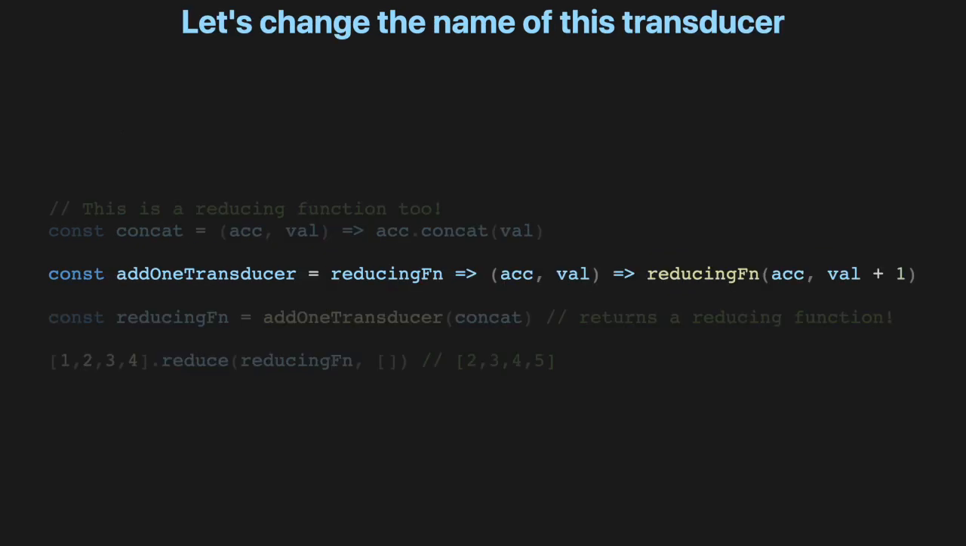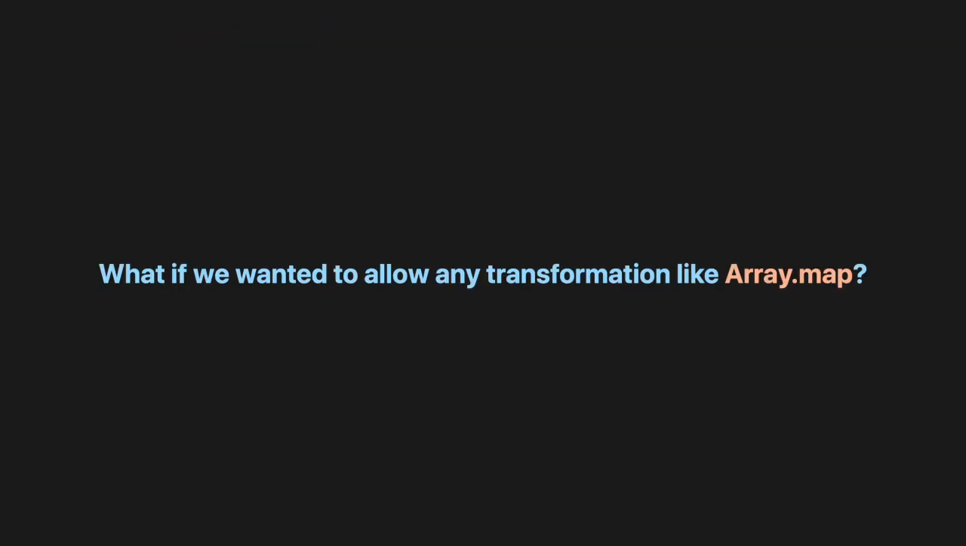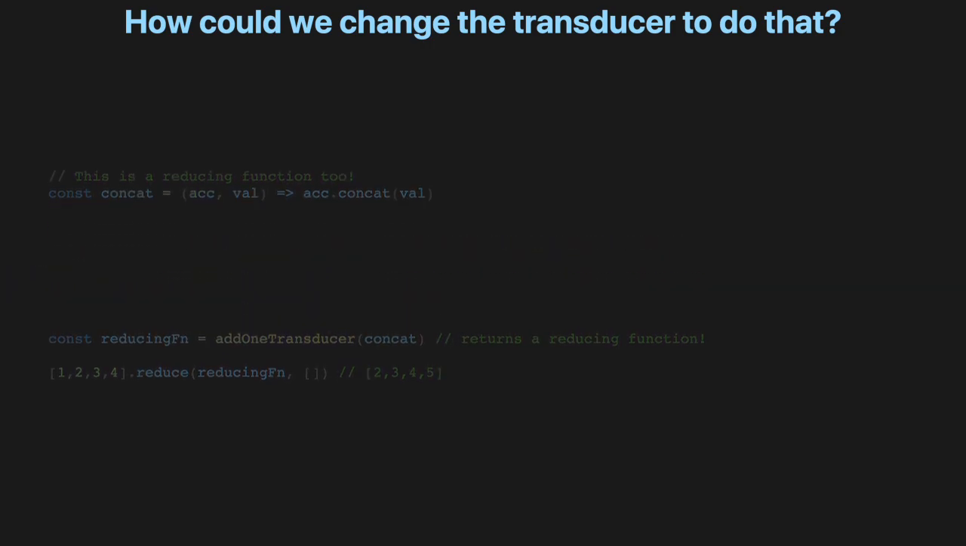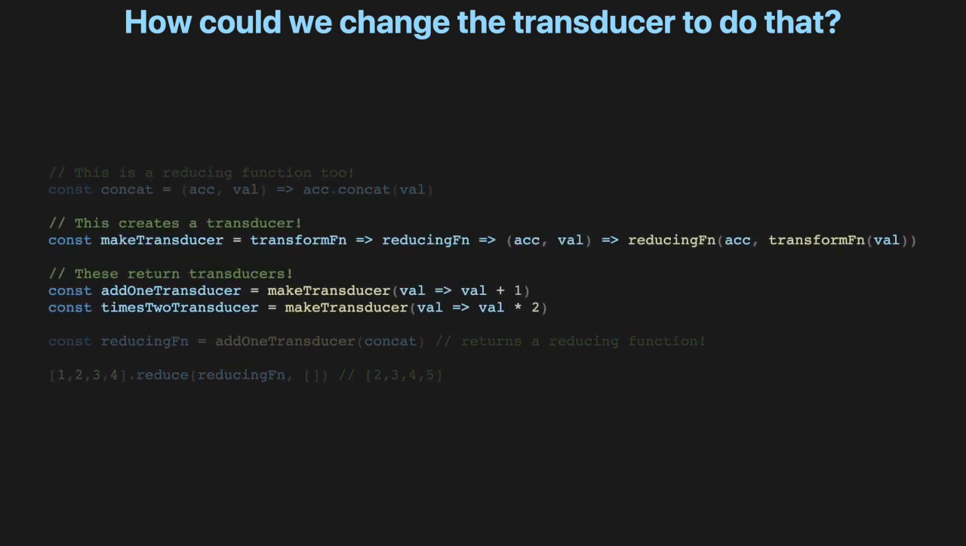So since we're assuming we have numbers here, let's go ahead and change the name of this transducer to add 1 transducer. What if we wanted to allow any transformation, like Array.map, where we would take a transformation function and then apply it to the current value before we actually do the reducing? How could we change the current transducer that we have to do that?